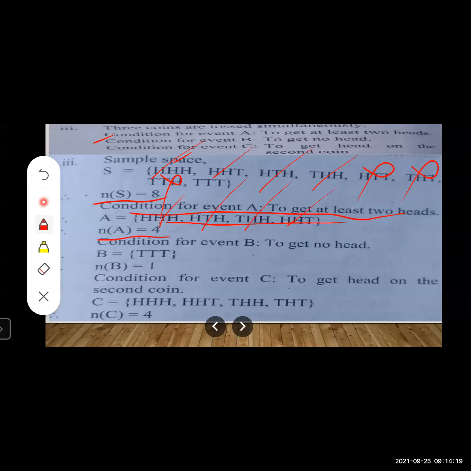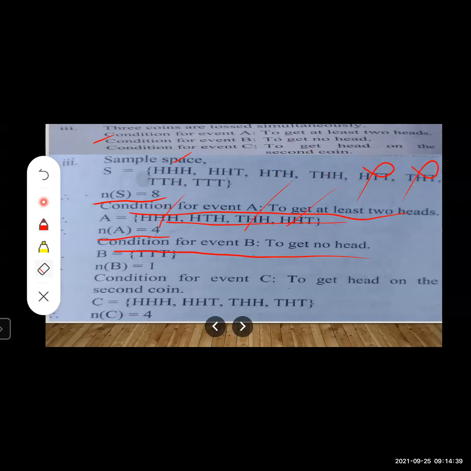So write the sample points of event A as n(A) is equal to 4, right? Now let us move to the next condition. What is the next condition for the event B? It is to get no head. Now what is our favorable outcome? We don't want head.